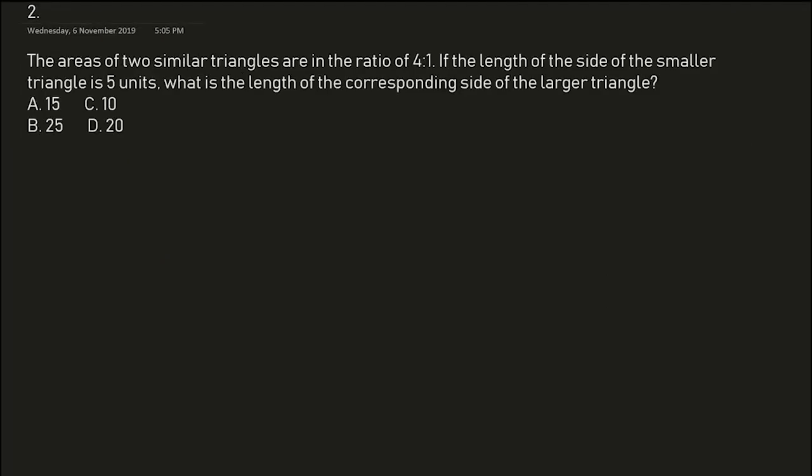Alright, next problem. The two areas of two similar triangles are in the ratio 4:1. The length of, okay, so meron tayong dalawang similar triangle, 4:1. Ibig sabihin, we have this big triangle and a smaller triangle. This is 4:1. Now, this is the ratio of the area, guys. Now, the length of the side of the smaller triangle is 5 units. Ito daw 5. That's one side, or let's say that that's the base. What is the length of the corresponding side of the larger triangle?